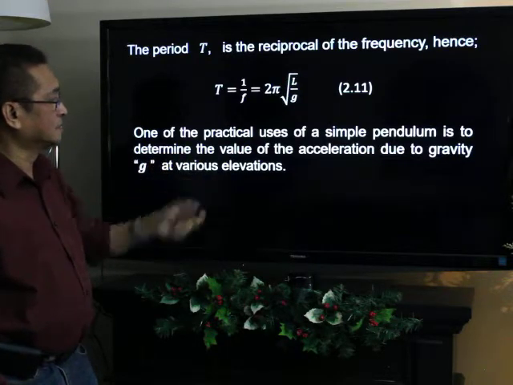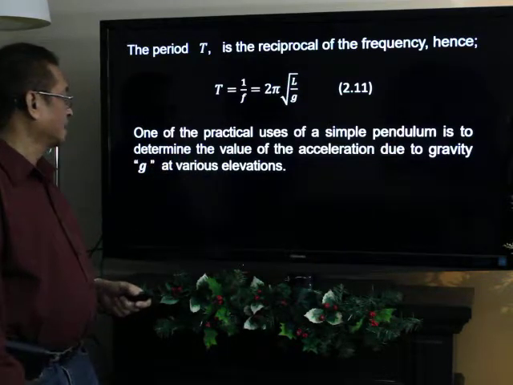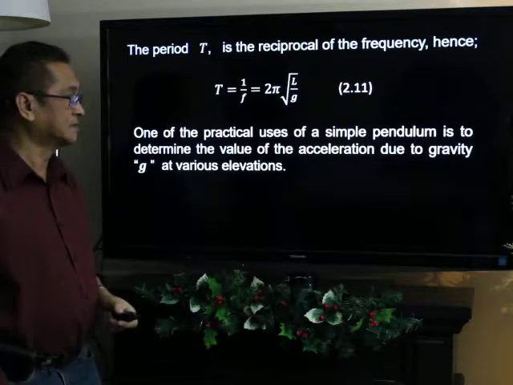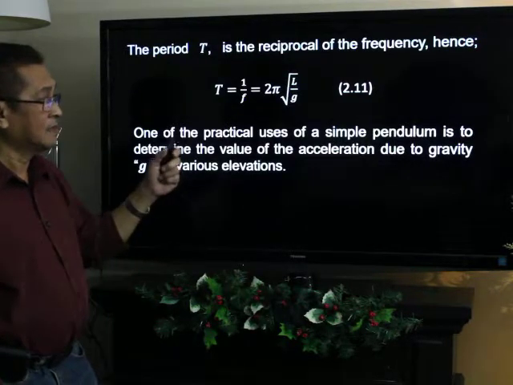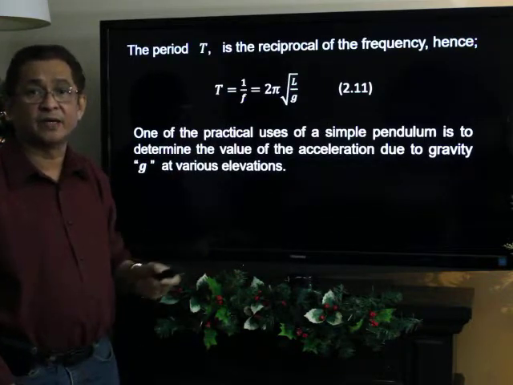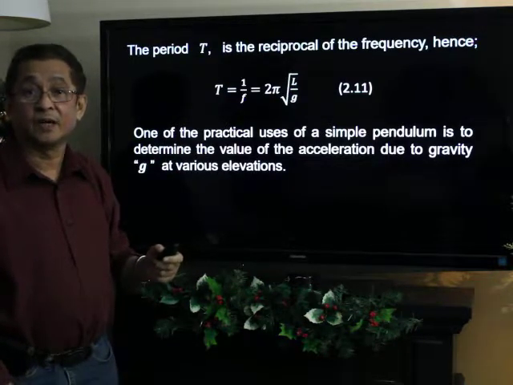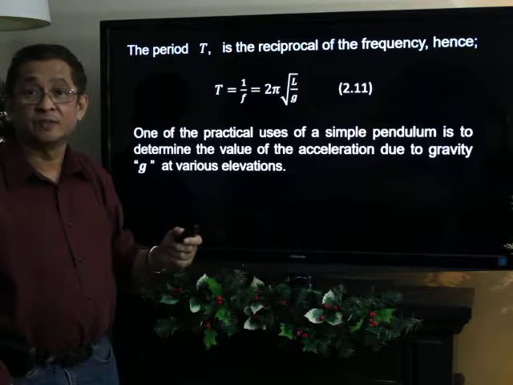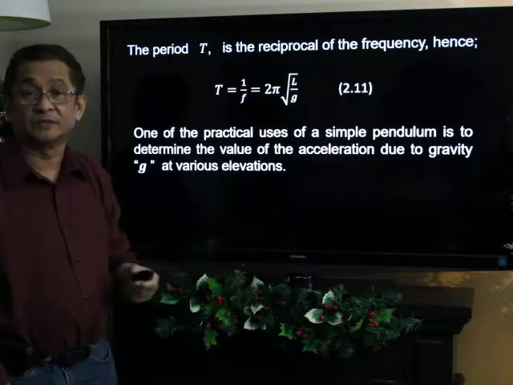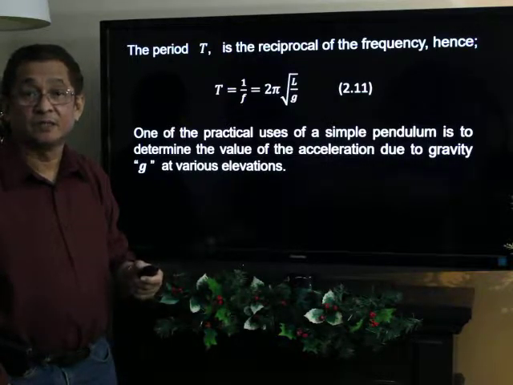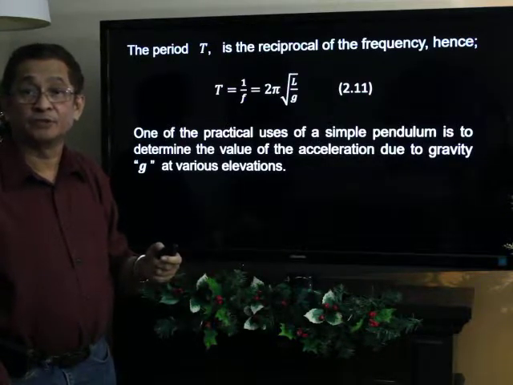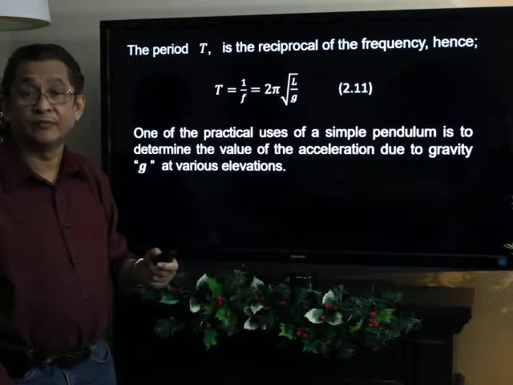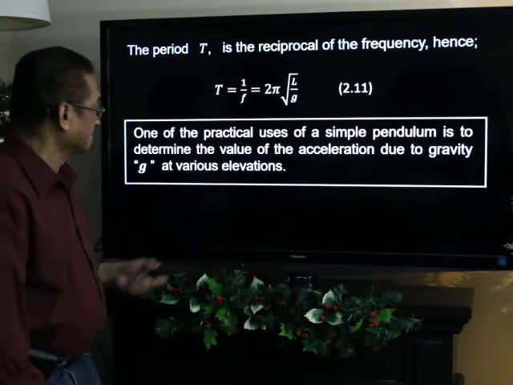One of the practical uses of a simple pendulum is to determine the value of the acceleration due to gravity, g, at various locations. So this is the reason why I have included it in my mechanical vibration series, because it is very important that we know how to measure the acceleration due to gravity in your locality.